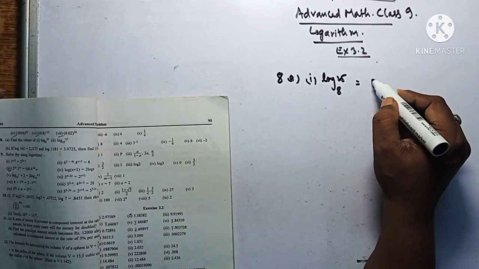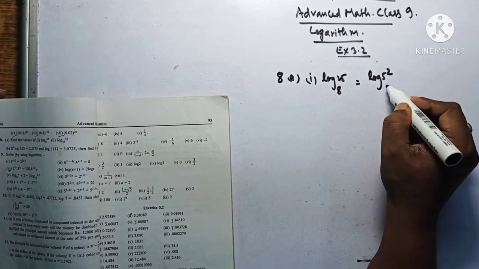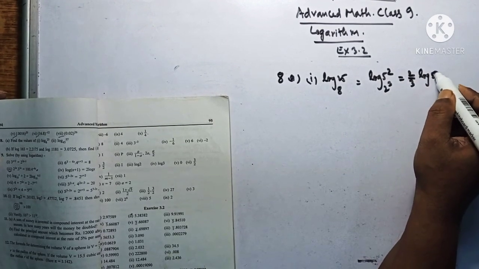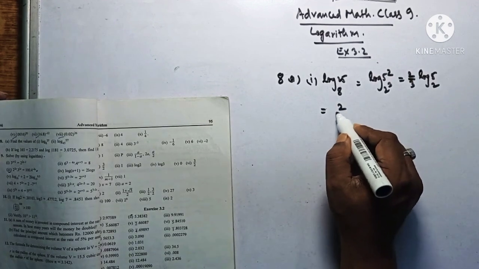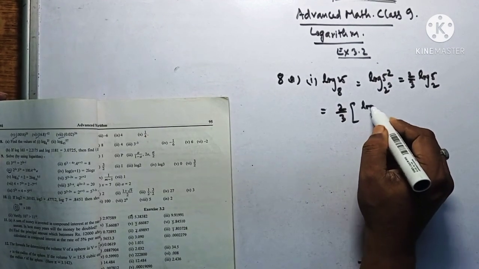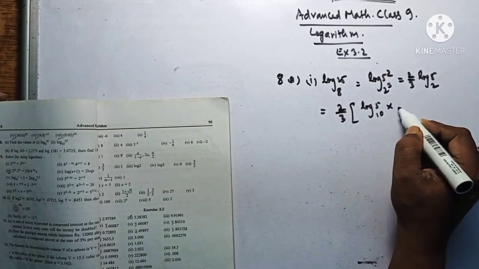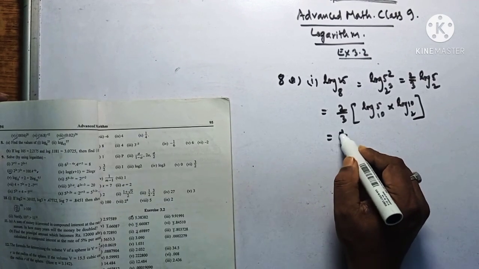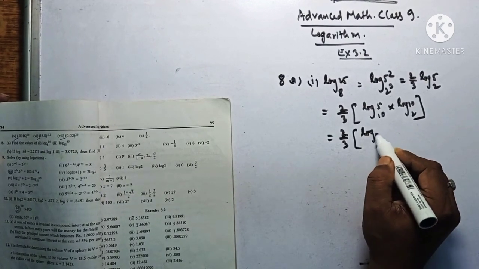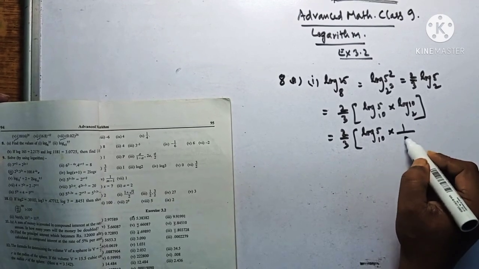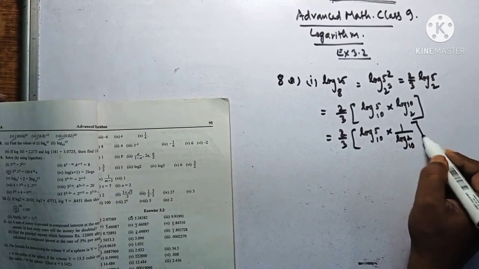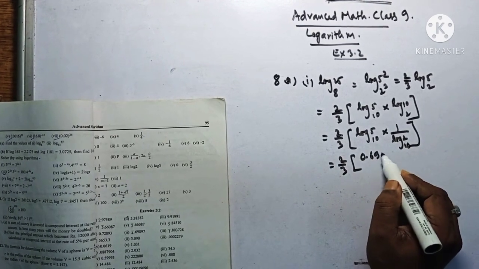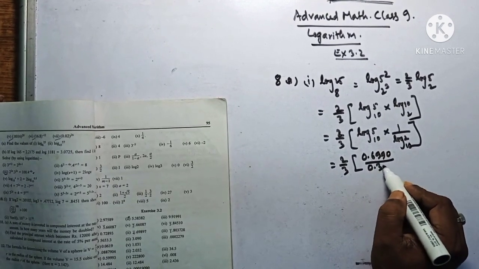So this will be how much? Log 5 square, 2 cube. So this will be 2 by 3 log 5 base 2. This you can write as 2 by 3 into log 5 base 10 into log 10 base 2. Again this you can write as 2 by 3 into log 5 base 10 into 1 by log 2 base 10. So this will be 2 by 3. Here log 5 has the value 0.6990, log 2 has the value 0.3010.